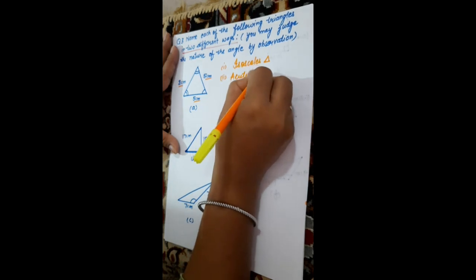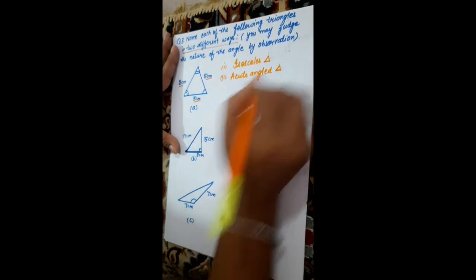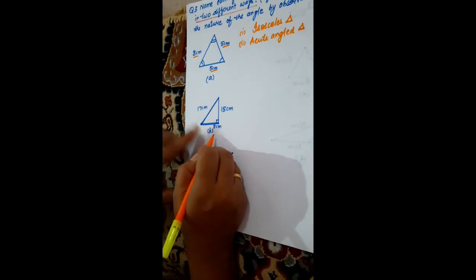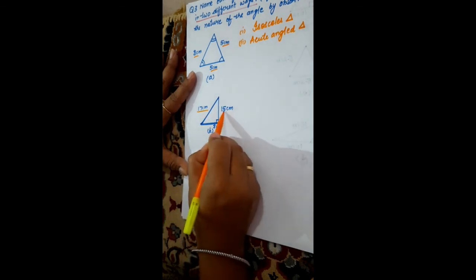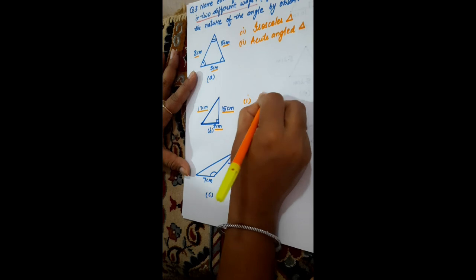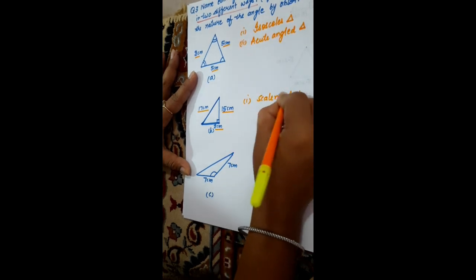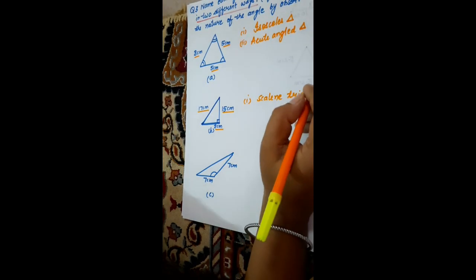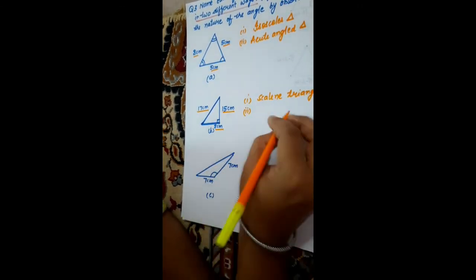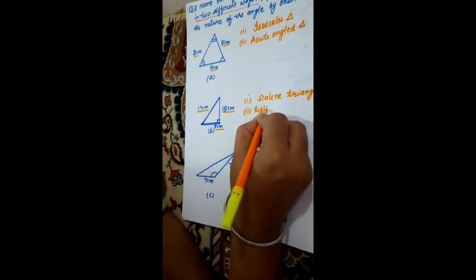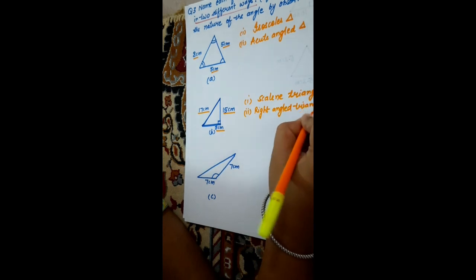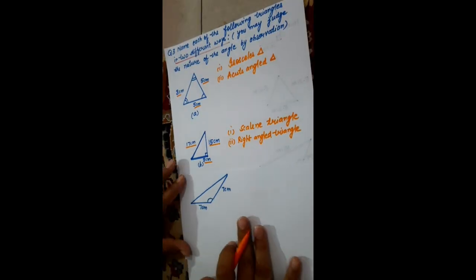So first is isosceles triangle and second is acute angled triangle. Now next you have B part. In B part, firstly we have to write on the basis of side. If I write on the basis of side, all the sides are different. So this is your scalene triangle. You can use the symbol of triangle also. And second, this is 90 degrees. So this is your right angled triangle.